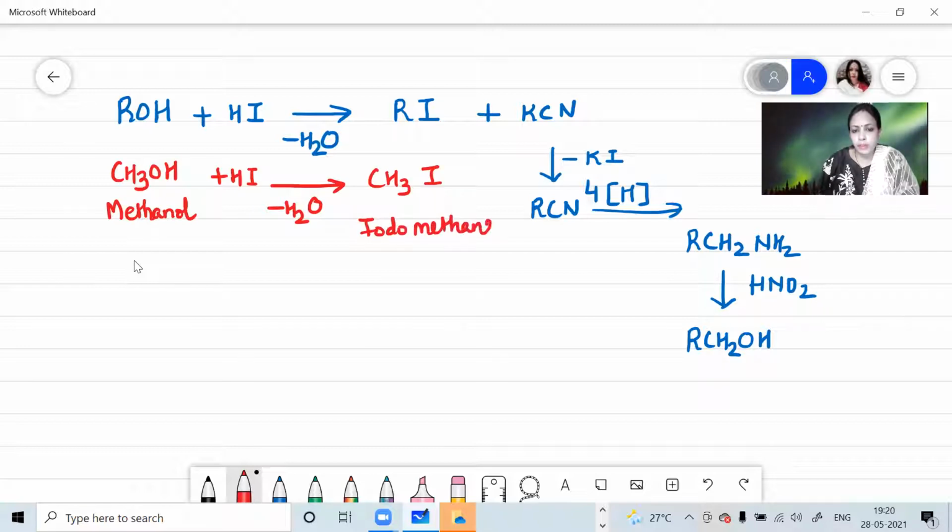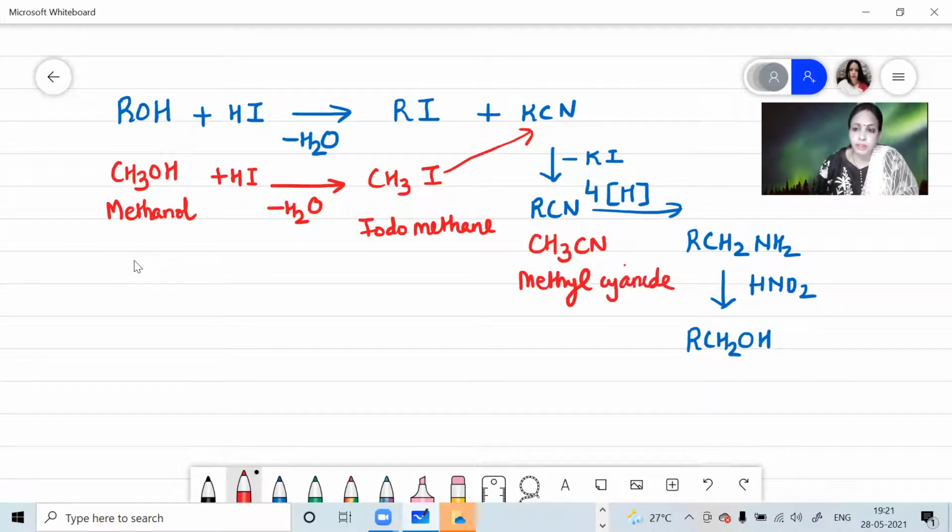Now this iodomethane, when it is treated with KCN, your potassium being electropositive will combine with iodine and will form potassium iodide, and you will get the product as CH3CN. The CH3CN is nothing but methyl cyanide. Now you can see till now we are using in our nomenclature the word methyl. Methyl stands for when your carbon atom count is equal to 1 in the alkyl group. So this is your methyl cyanide.